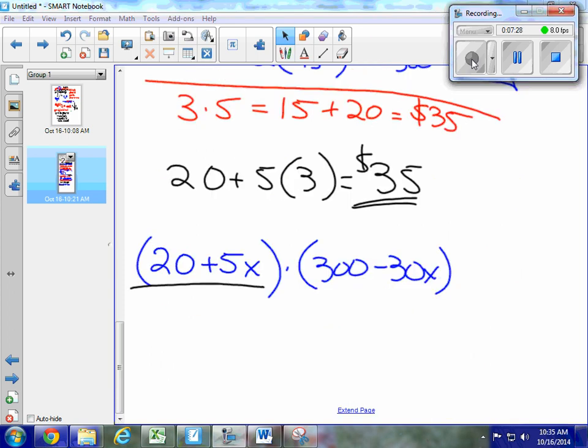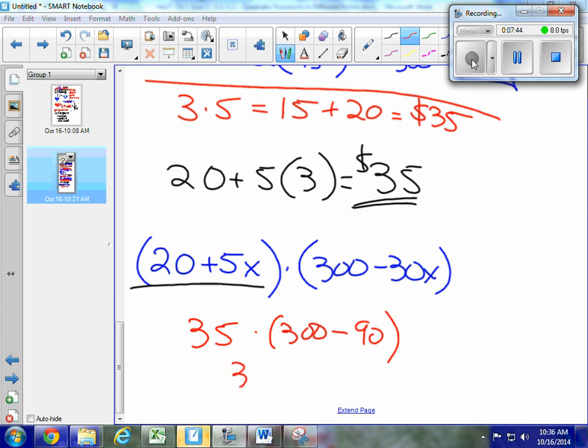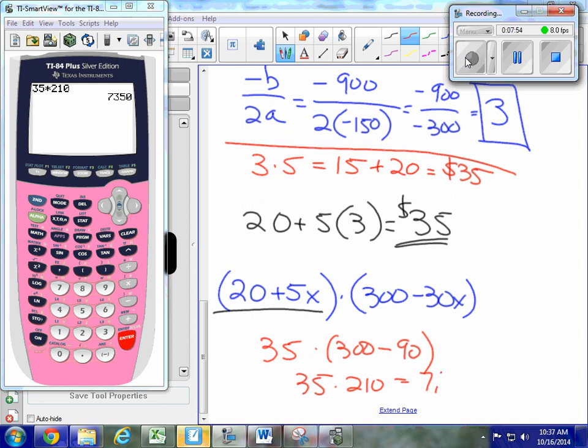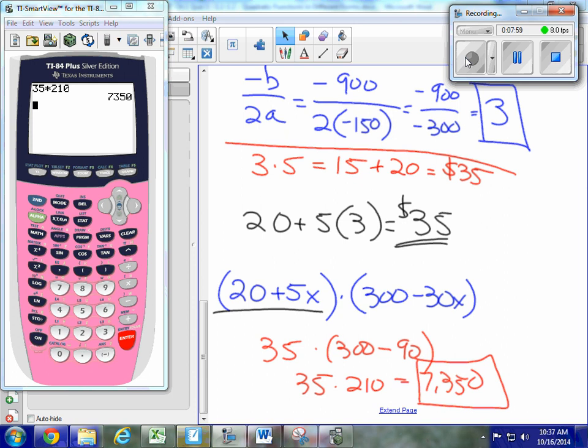I already know that when I have x equals 3, this is 35 times 300 minus, well, that would be minus 90. So I have 35 times 210, which is equal to 7,350. That is the maximum revenue that I would have if I raise my ticket price 3 times.